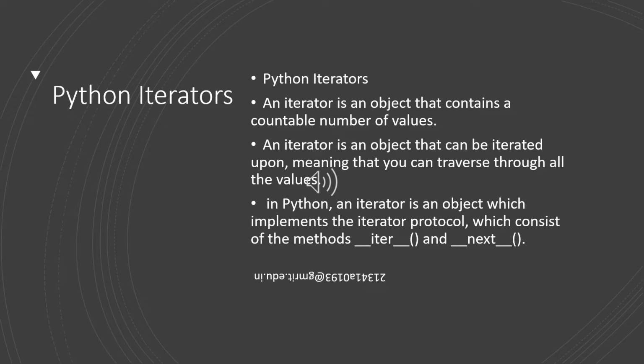I would like to introduce Python iterators. An iterator is an object that contains a countable number of values. By using these objects, we can traverse through all the values. In Python, an iterator is an object which implements the iterator protocol, which consists of the methods __iter__ and __next__.